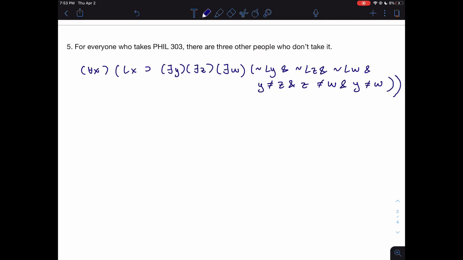It should be okay. There aren't different ways that you could interpret this sentence. Okay, so this is saying that for all x, if x is a student who takes Phil 303, then there are 3 other people, y, z, and w, such that they're all different people, and that none of them take Phil 303. Okay, so that's the correct translation for that sentence. I urge you to slow down, take some time to practice translating that yourself and to see why this is a correct translation of the sentence.